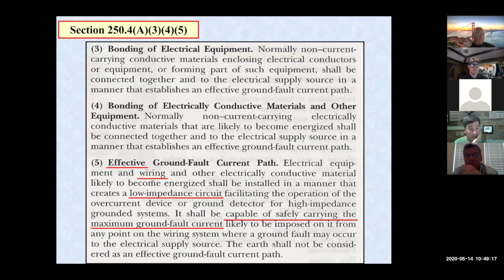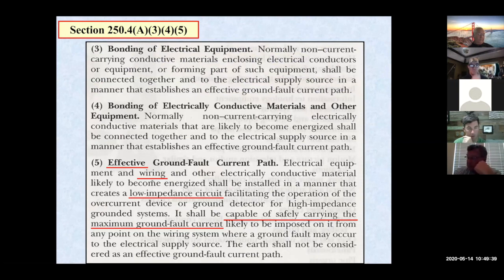I keep jumping to things. I guess we need to do that. But in grounding, we want to look at 250.4(A) in the code. And I don't know how that jumped over some things, but get a code book. People say, well, where's the main rule about the grounding here?